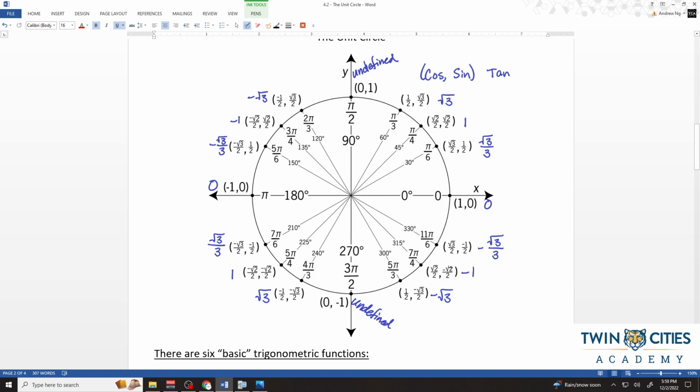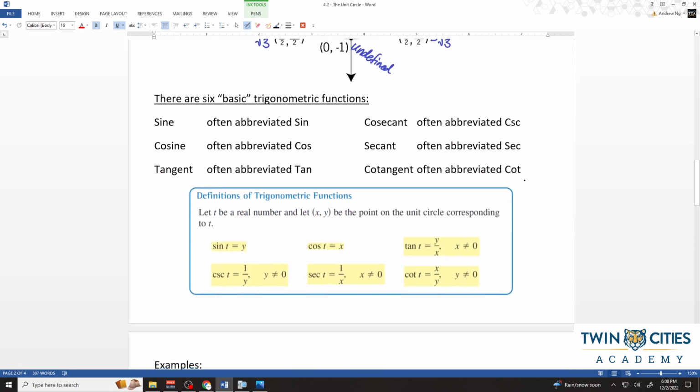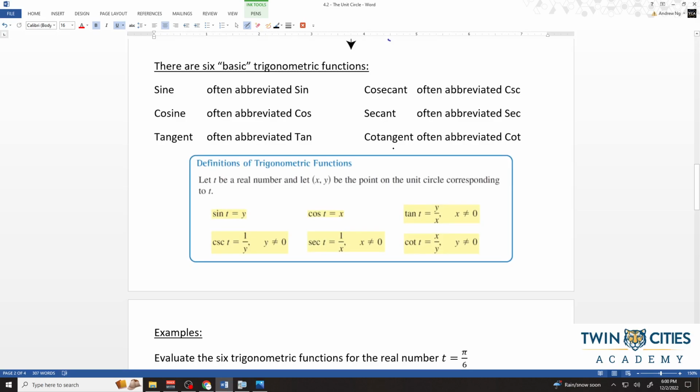To save you some time, I've written what these are. But we've also got cosecant, secant, and cotangent. Here's what these are all abbreviated to. So sine, we just take off the E, SIN. Cosine, COS. Tangent, we'll abbreviate that to TAN.